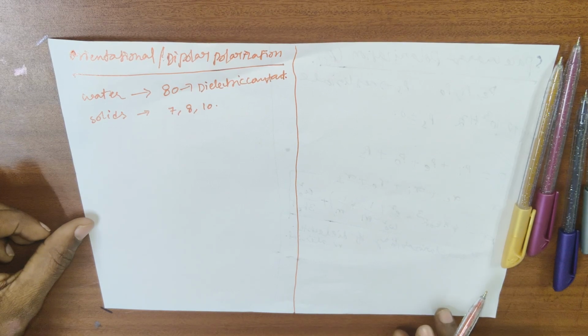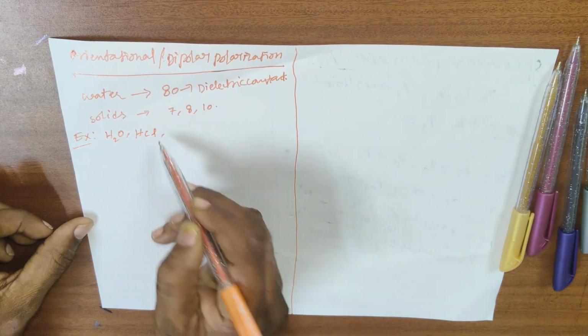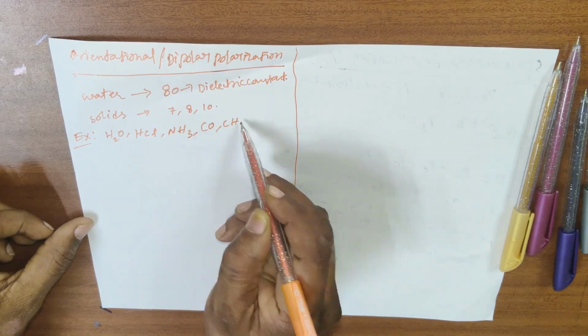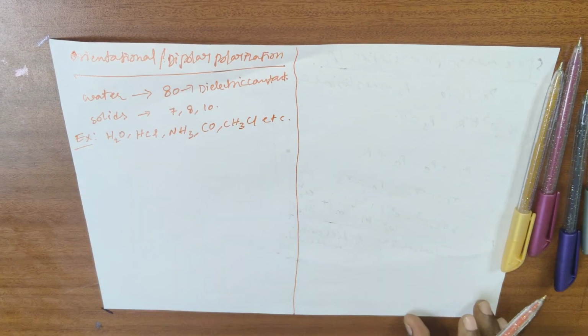Some molecules have permanent dipole moments even without any applied field. These are called polar molecules. Examples: water, H2O, HCl, NH3, CO, CH3Cl, etc. These are some polar molecules.